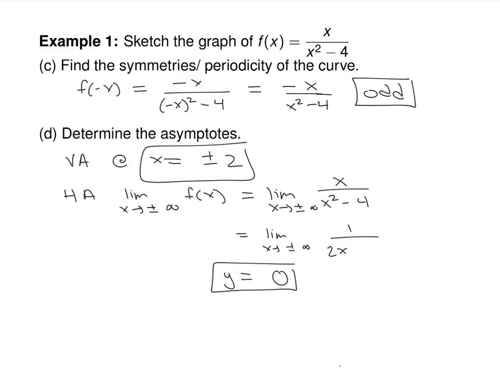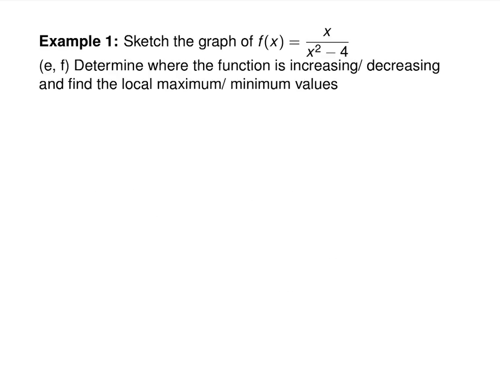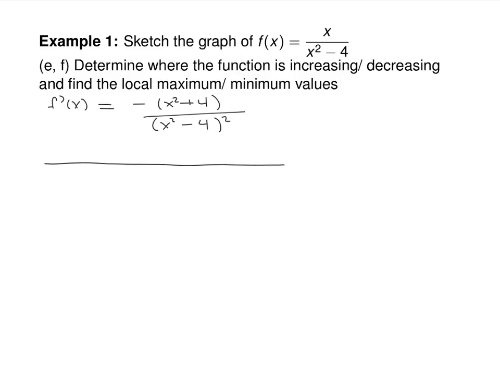Okay. Determine where the function is increasing, decreasing, and find the local maxes and mins. So we had that f prime of x was negative x squared plus 4 over x squared minus 4 squared. Now, for this stuff, you make your number line. And one thing that we didn't get to yesterday in the normal class was you also have, on the number line, you plot places where the derivative is 0. So solve 0 equals negative x squared plus 4 over x squared minus 4 squared.